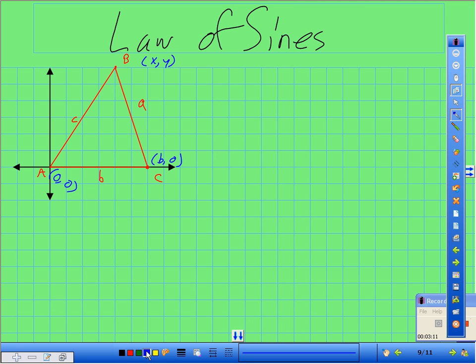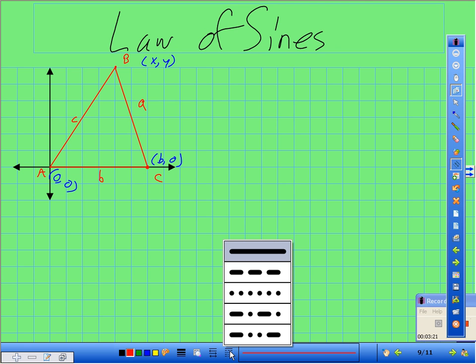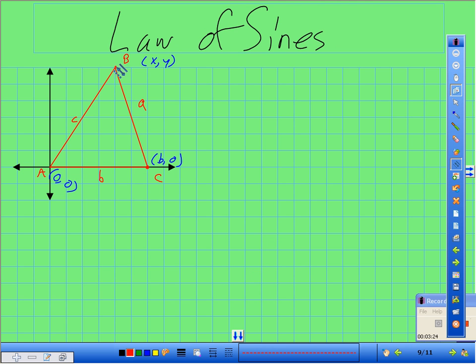Now, much like we did Friday, I'm going to drop an altitude. When I do that, there's something I can set, and that thing is a 90-degree angle. And I know this height right here.